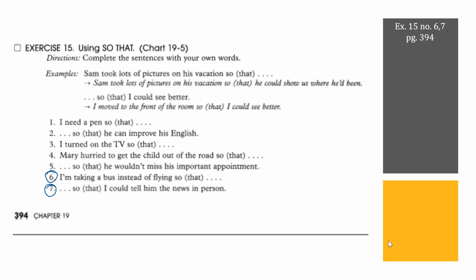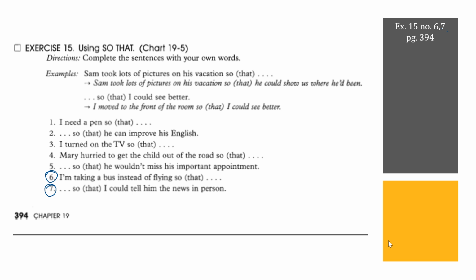Have a look at the tenses that are used. It is simple past, so could must be used. Blah blah so that I could see better, because the structure is in the form of simple past, so the answer will be I moved to the front of the room so that I could see better.